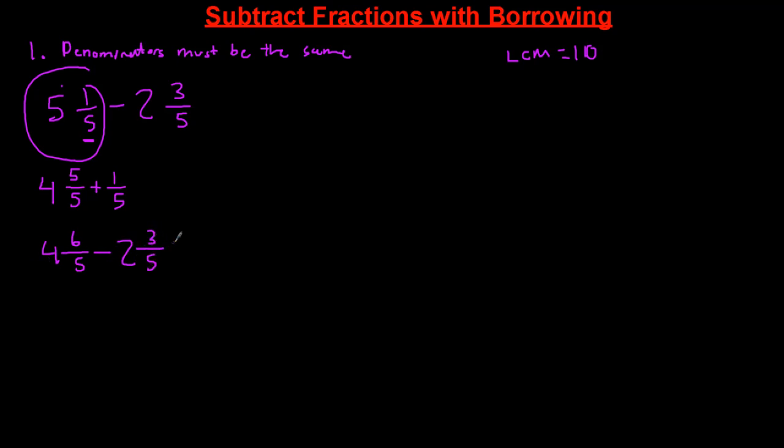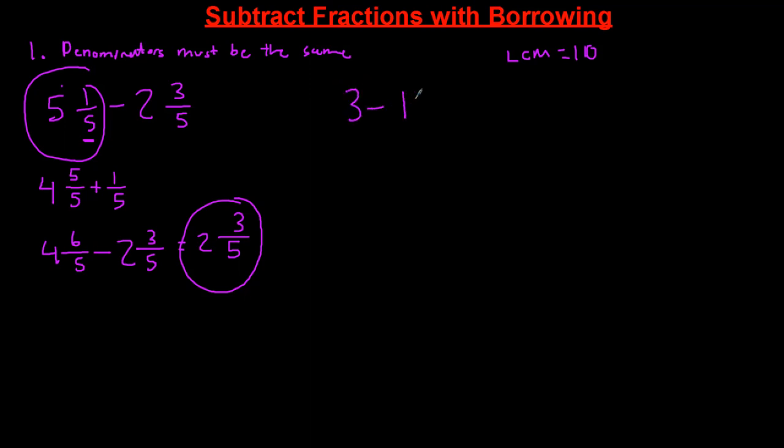So 4 minus 2 is 2. 6 minus 3 is 3. And then our denominator is of course the same. So our final answer would be 2 and 3/5. I'm going to try 2 more examples.